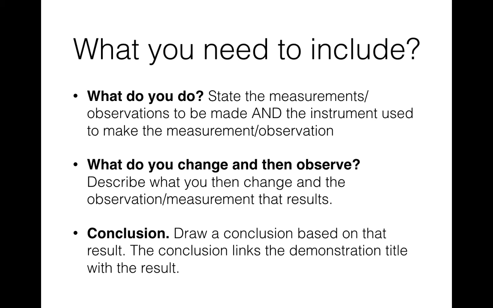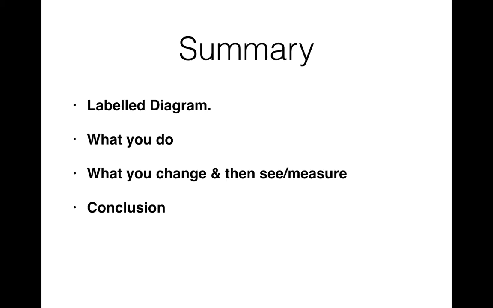Now, in summary, this is what you need. A labelled diagram. You need to write down what you do and how you do it, and what instruments you use to do that. Then what you change and what you see, observe, measure, that's your result, and then your conclusion links the result to the title of the experiment.